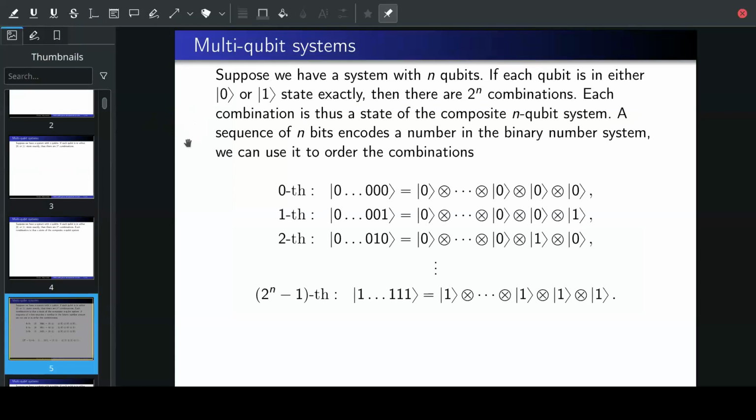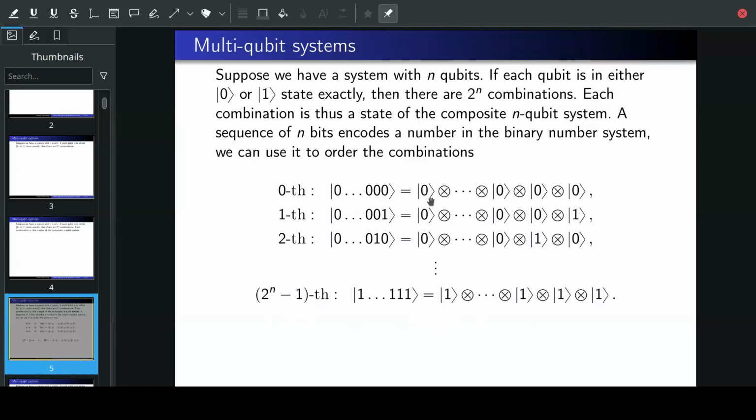A sequence of n bits encodes some number in the binary number system, and we can use this number to order all these combinations. So, for example, the combination of all zeros is the first combination, and the corresponding number is 0. And the last combination is where every state is ket1 and the corresponding number is 2 power n minus 1.